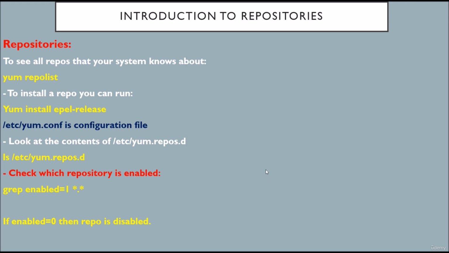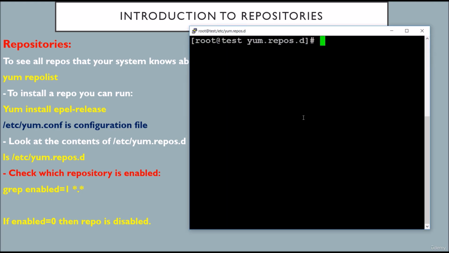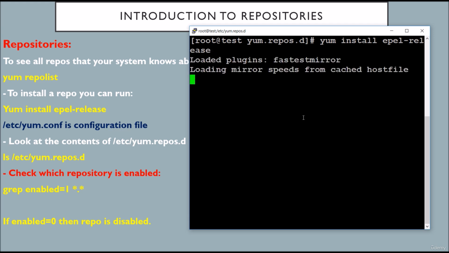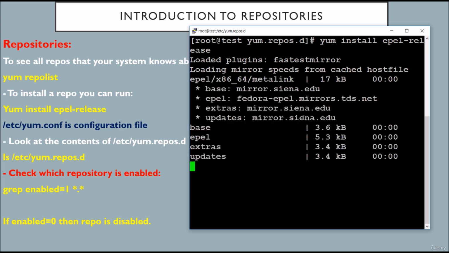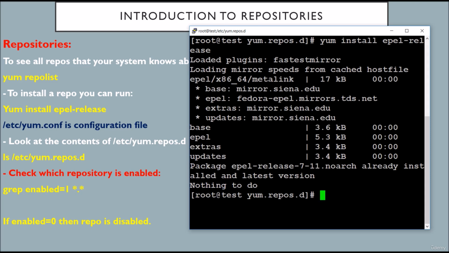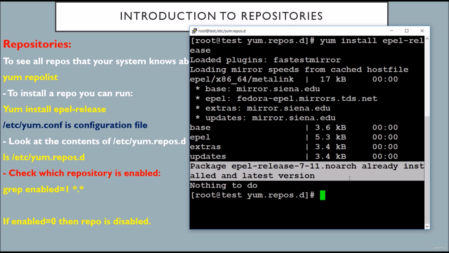If I needed to install a repository, I can also use yum to install the repository. For example, yum install epel-release. I think I already have it installed, but it'll give us a message. It'll go search for the repositories to see if this will be installed. As you can see, it's saying package epel-release 7-11 noarch already installed and latest version. So if you wanted to install this, you can run this command and install this repository.